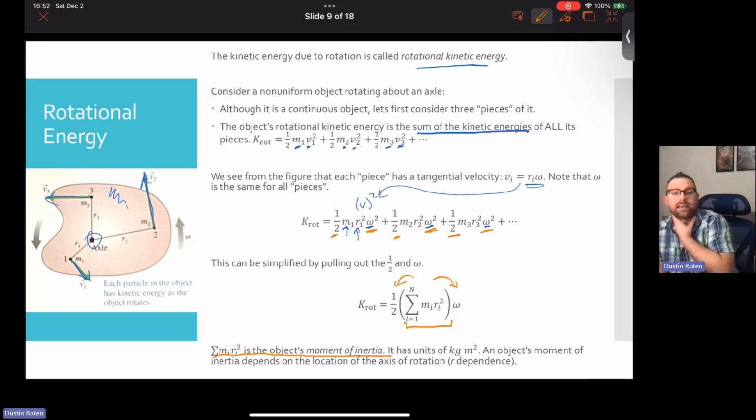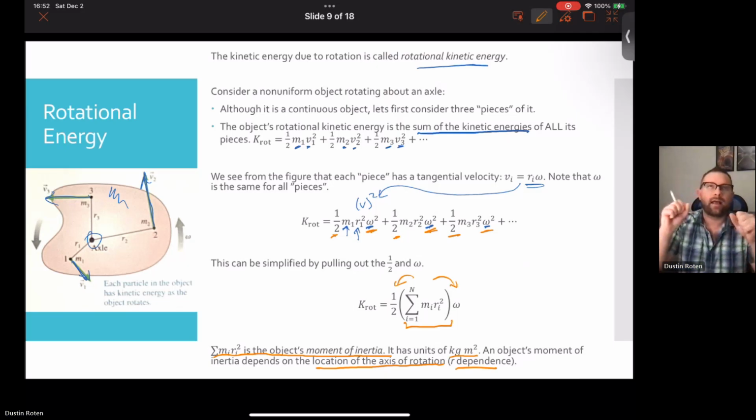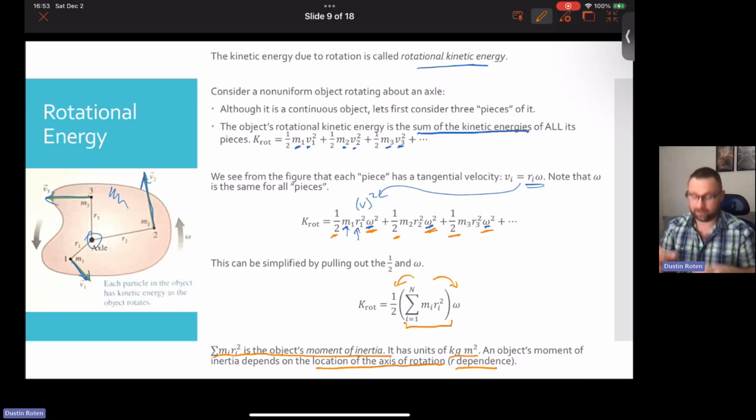And it has weird units. It has units of kilograms meters squared. And essentially what it tells us, it's an object's moment of inertia. It depends on the location of the axis of rotation. So there is that r dependence. And what it tells us is essentially how much it's going to take to get that one particular piece moving. It's inertia, just like with Newton's second law. F equals ma. If there's a large mass, big M, it's hard to get that object moving. So if there's a large moment of inertia, it's hard to get that thing moving.